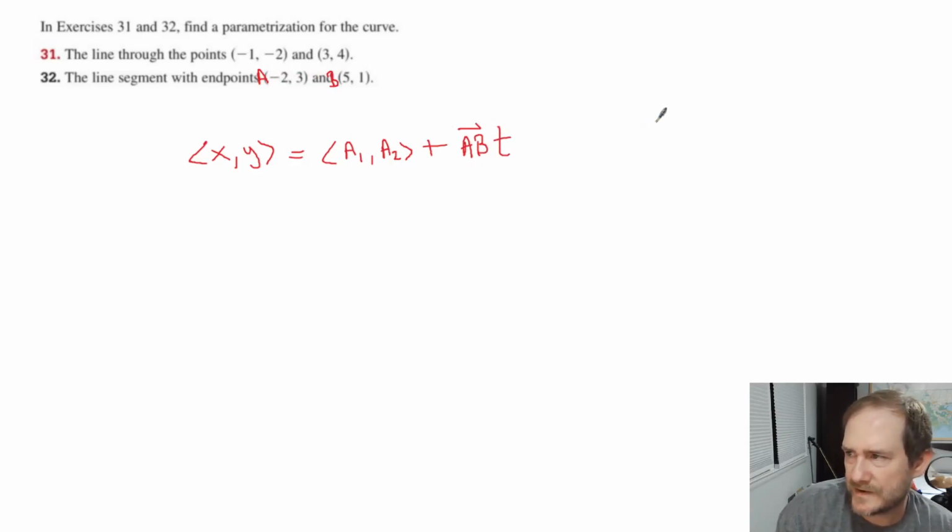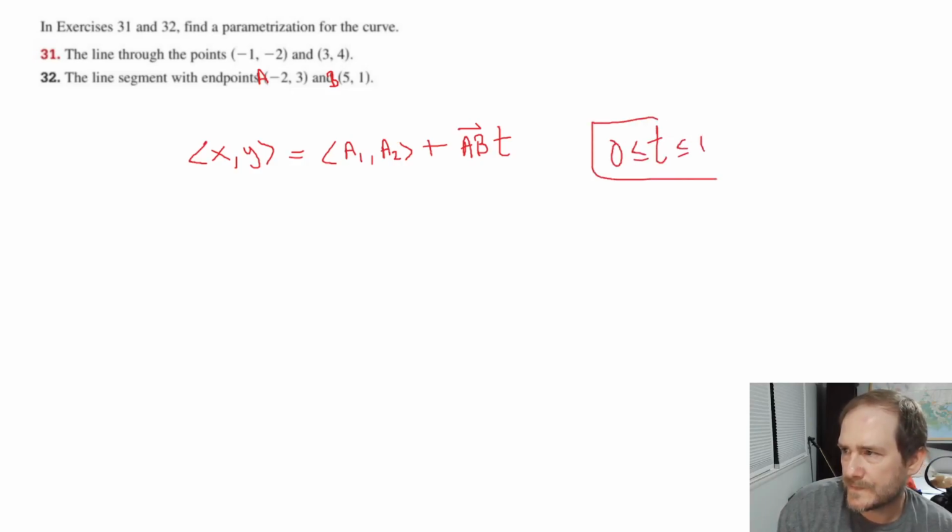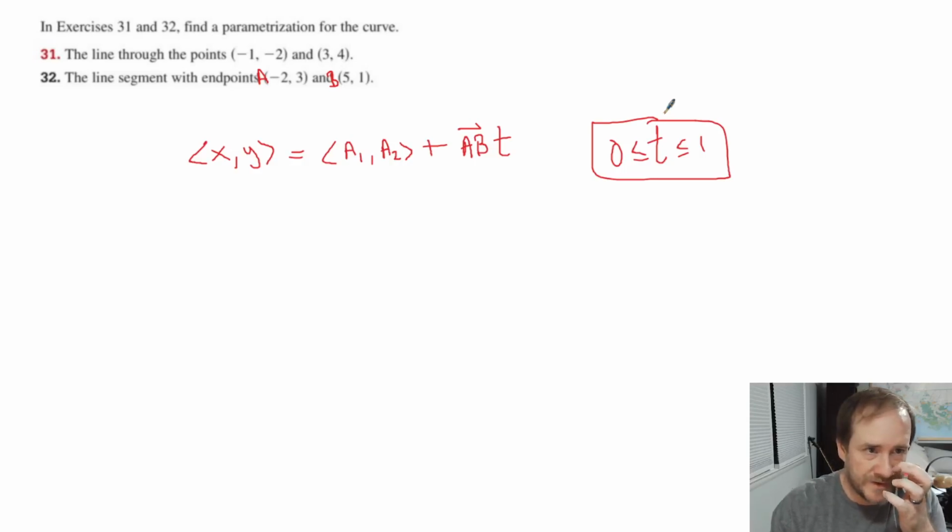Because when you set it up like this, your parameter interval will always just start from 0 and go to 1. You can just take that to the bank. It'll always be that way.